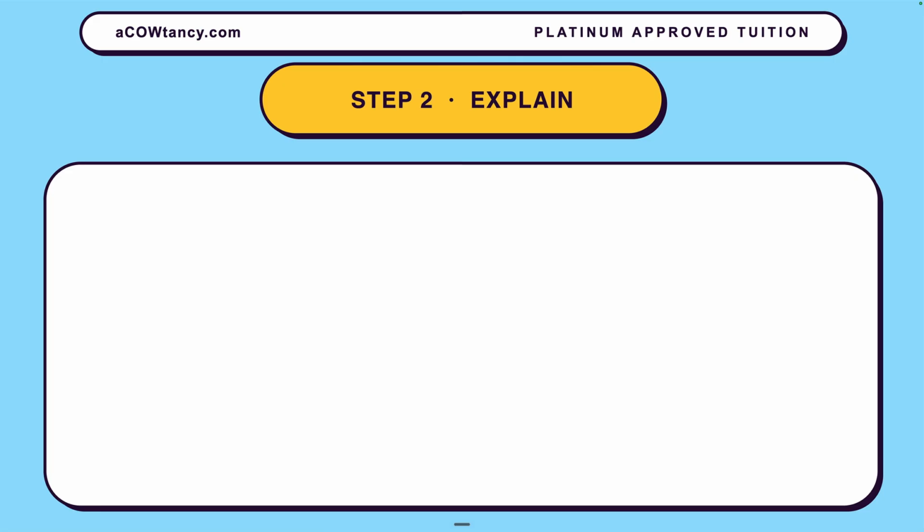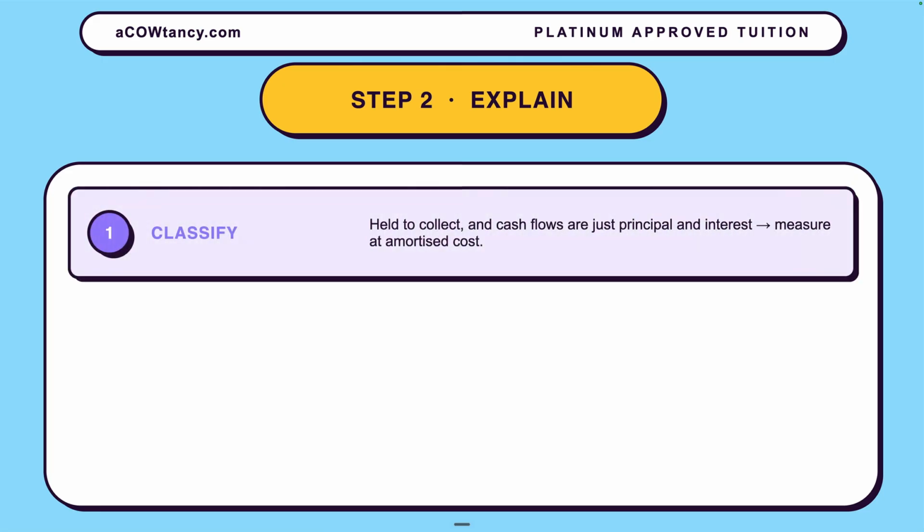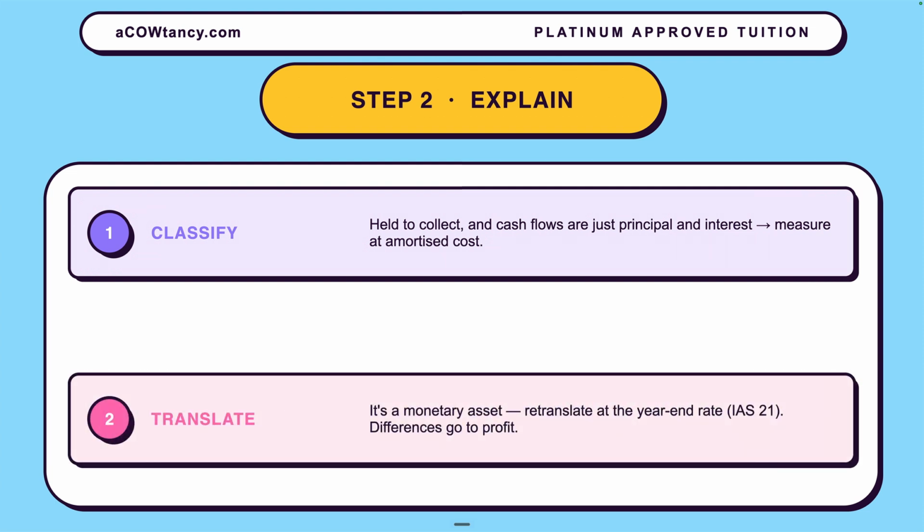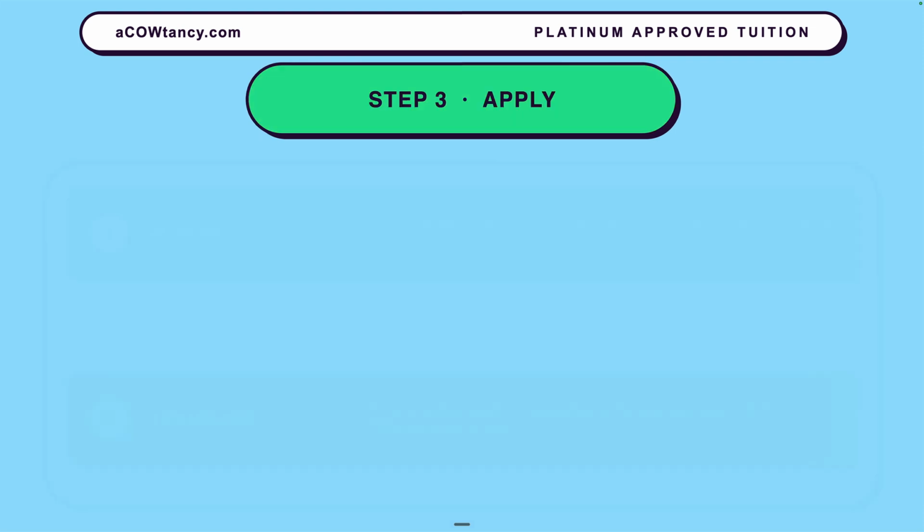Okay. Now we're going to explain, well, what does that mean to us then? First of all, any financial instrument needs classifying. If you are holding to collect and the cash flows are just principal and interest, then you're going to hold it at amortised cost as opposed to fair value. So we're going to hold it at amortised cost. And because it's a foreign monetary asset, we retranslate it at the year end and the difference goes to P&L. Simple when you know how. That's the basic knowledge that you need, and that you explain. You don't talk about what functional currency it is, because that's already given in the question.